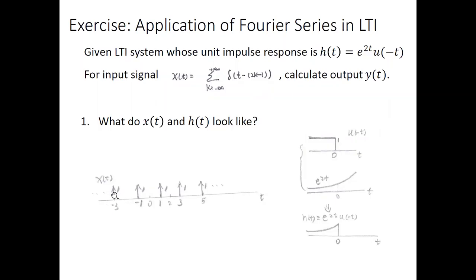A unit impulse that occurs at every odd number, including negative and positive odd numbers, right? Minus 3, minus 1, 1, 3, 5.